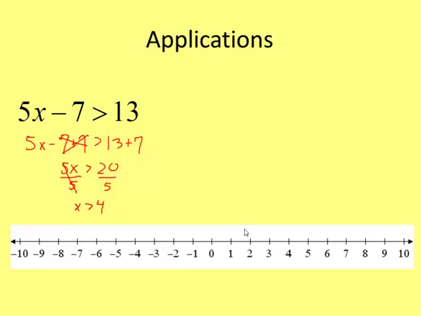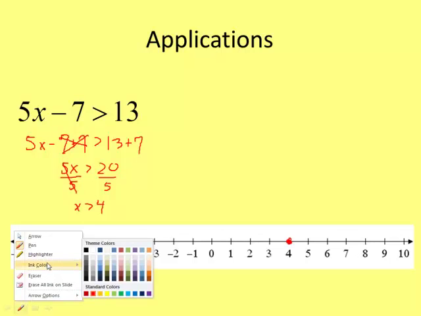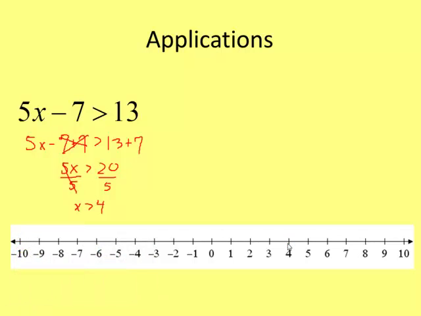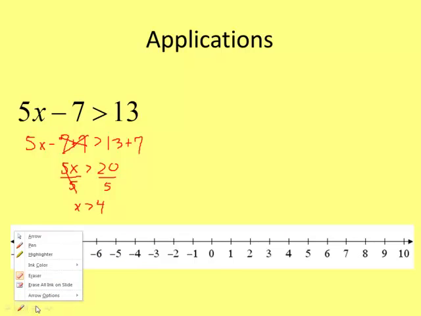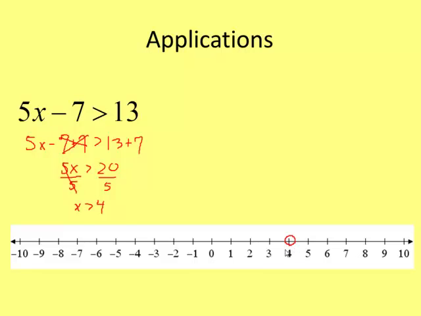So on a number line, what that would look like is we would have 4, and I'm sorry, it needs to be an open circle. I don't know if I can erase this. Oh, there is an eraser. Okay, so we would have an open circle here, and then we want to do everything that's larger than 4. So everything larger than 4. Okay, and so that's what it would look like on a number line.